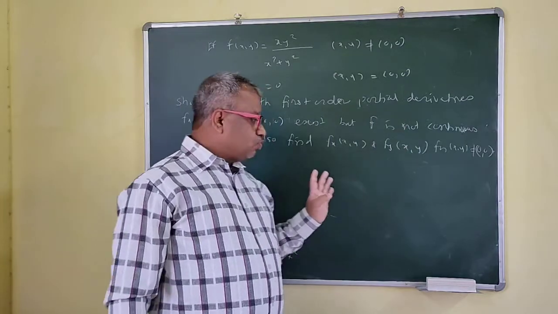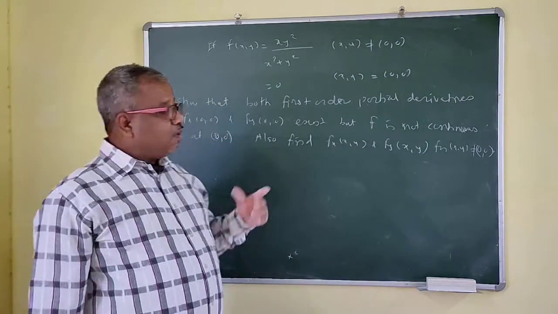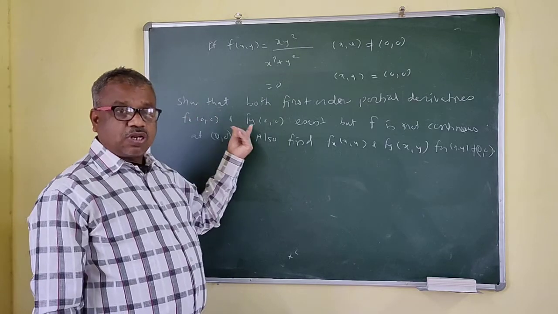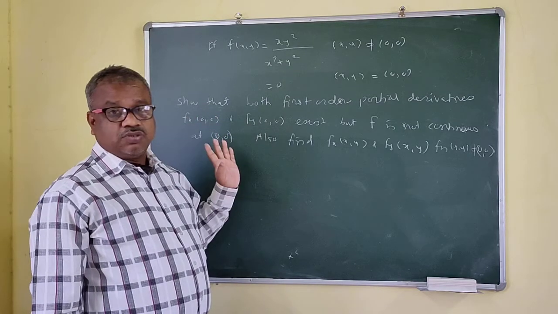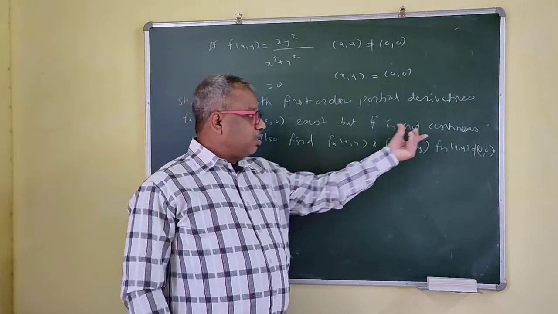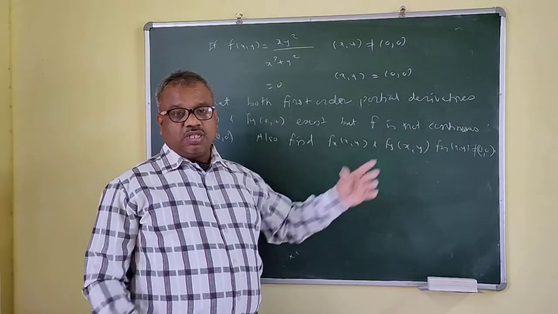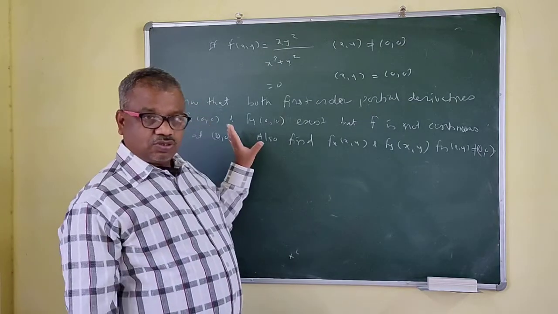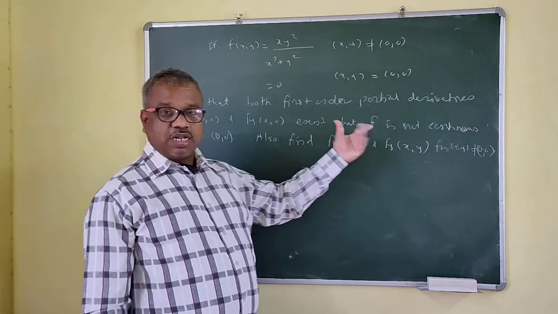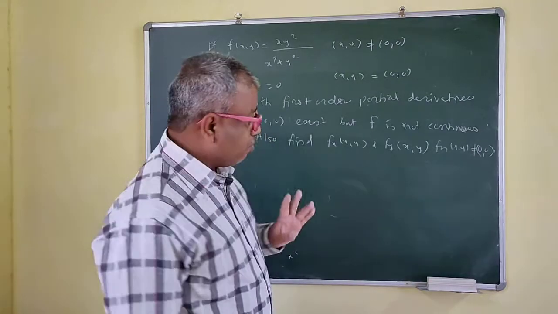F is not continuous. In one variable we have seen that if a function is differentiable, then it is continuous, right? But here the partial derivatives exist. This is a two variable function. Both the first order partial derivatives exist, but the function is not continuous. So what do we conclude here? That for continuity, differentiability, partial differentiability, there is no such relation. The first order partial derivatives may exist while the function may or may not be continuous. The function being continuous does not imply that your first order partial derivative will exist or not. That we want to prove.